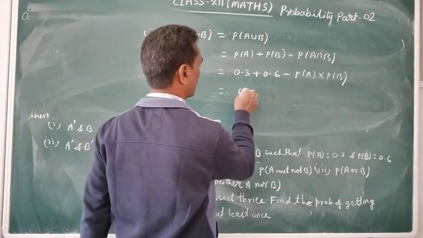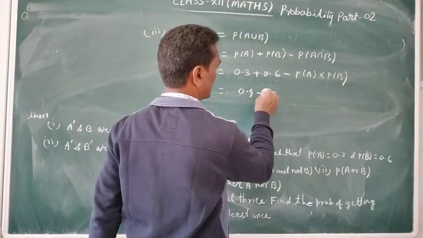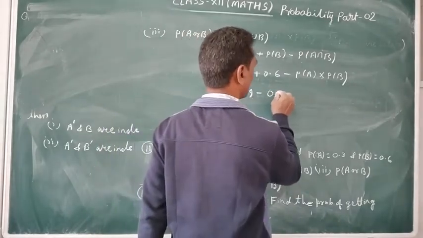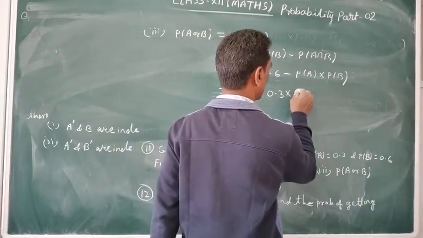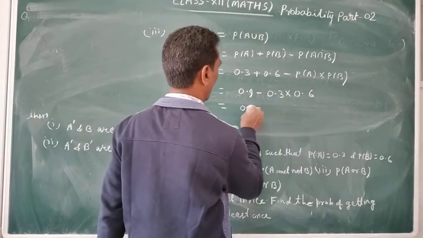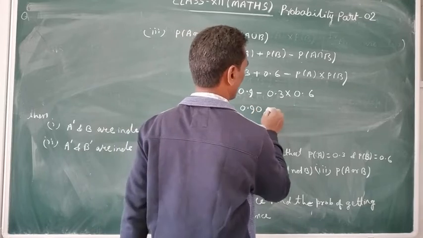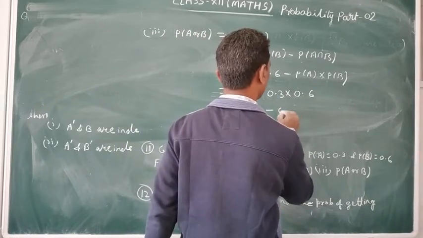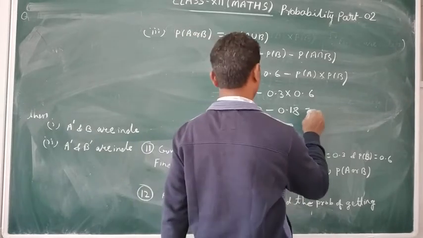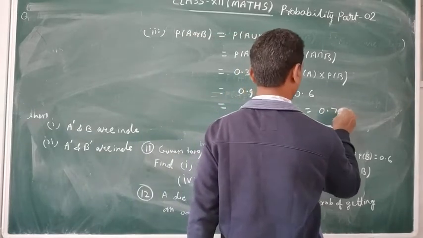Now this is 0.9 minus probability of A, which is here 0.3, and probability of B, which is here 0.6. So 0.90 minus 0.18. So it is equal to 0.72.